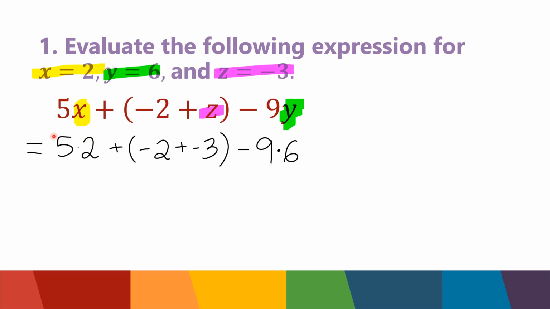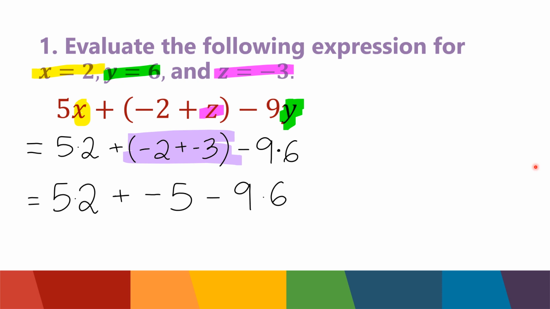Cool. So now we've just got to do order of operations. We're going to do inside the parentheses first, or inside the grouping symbol. -2 plus -3 is -5. Now I'm going to do my multiplication. 5 times 2 is 10. I'm just going to drop that down. So plus a negative 5 becomes a minus 5. And then negative 9 times 6 is negative 54.